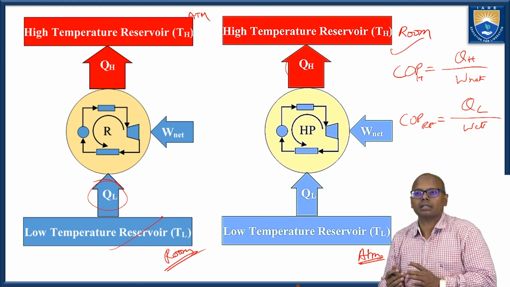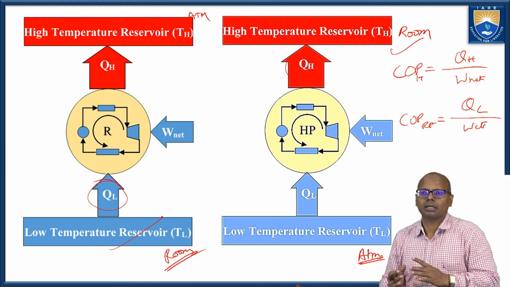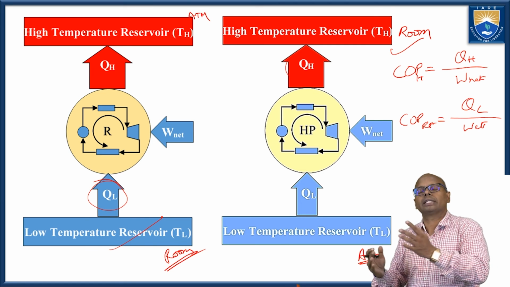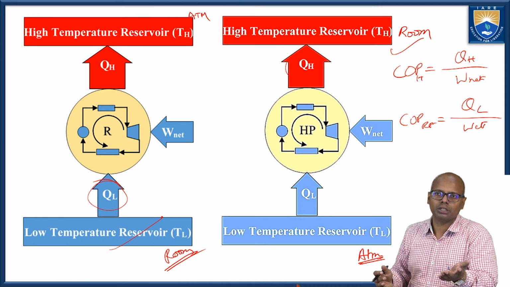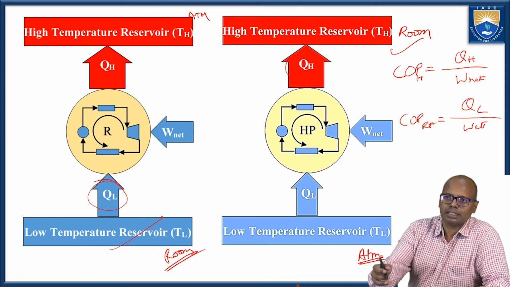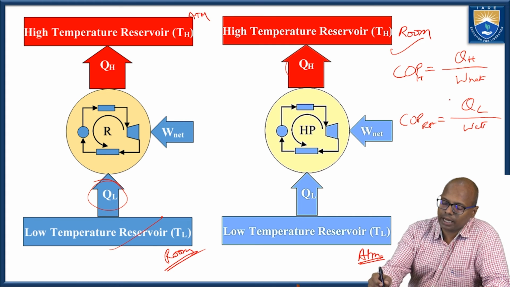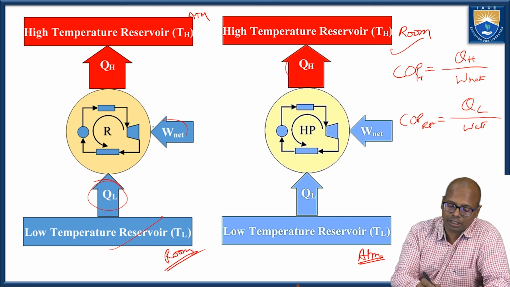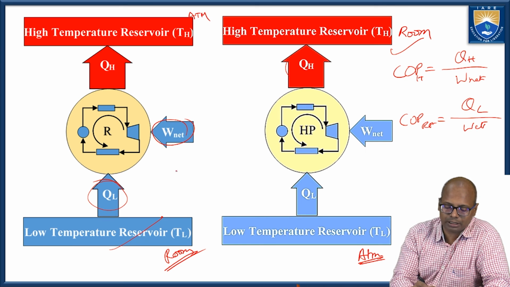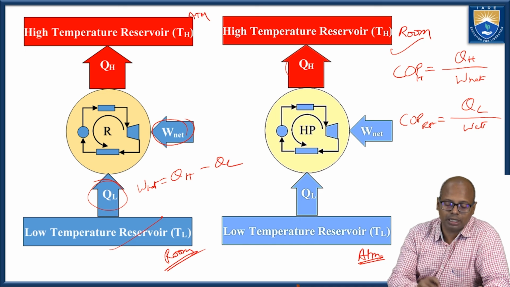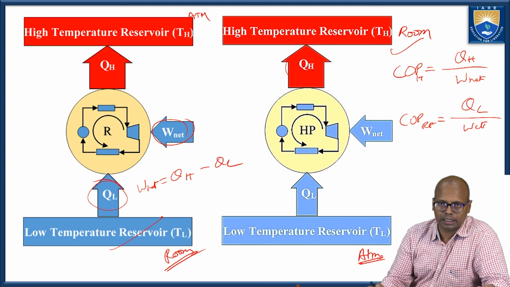Here the heat is taken from the room and supplied to the atmosphere, or heat is taken from the atmosphere and supplied to the room. There is an interesting fact here. What is the work here? What is the net work done? Net work done is nothing but QH minus QL. QH minus QL is the net work done, that we have already seen.